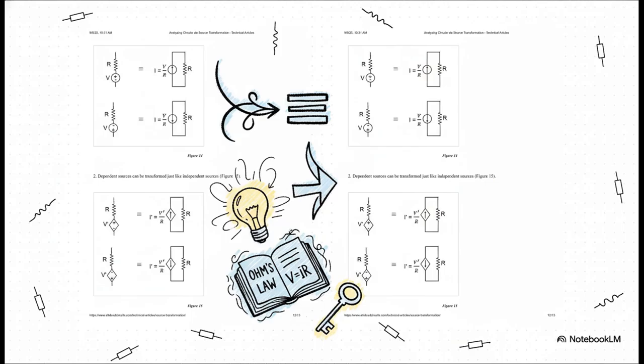And this slide, right here, this is the core of the entire trick. A voltage source that's connected in series, in a chain, with a resistor, behaves exactly the same as a current source in parallel with that very same resistor. And the magic that lets us do this? It's good old Ohm's law. V equals I times R. That simple formula is the secret key that lets us convert back and forth.